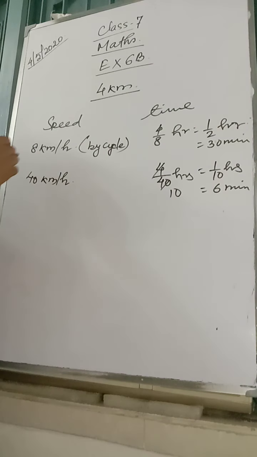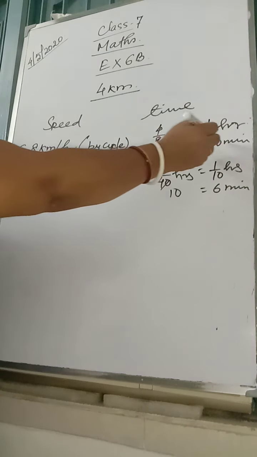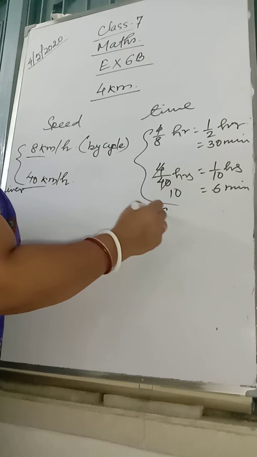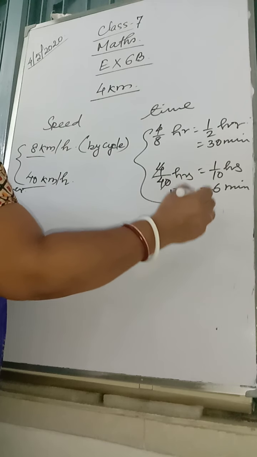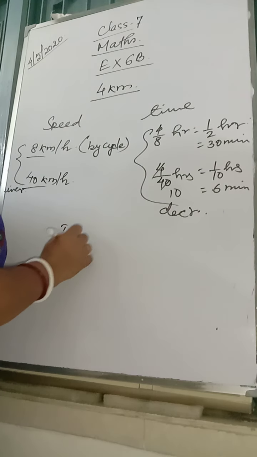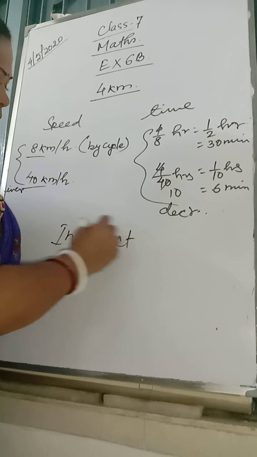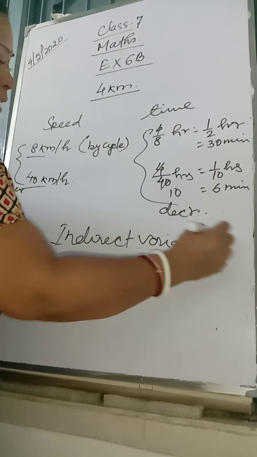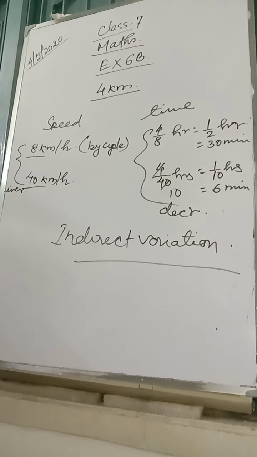Why? It was 8, it is 40. Speed is increasing, is it? Is it increasing or not? But time, you were taking 30 minutes, you are taking 6 minutes. So what happens to the time? Decreasing. So this is called indirect variation. What is called? Indirect variation. These are examples of direct and indirect variations, dear.